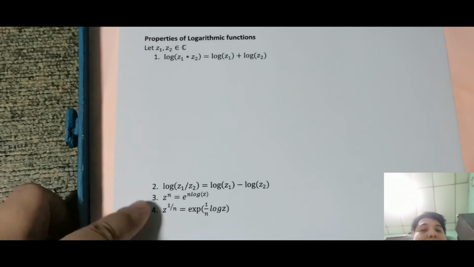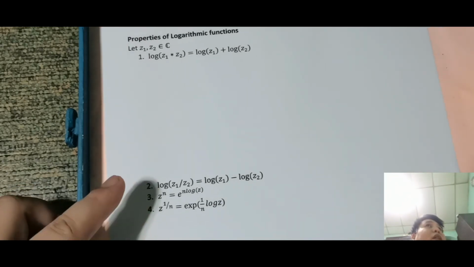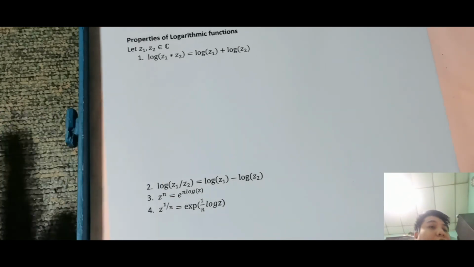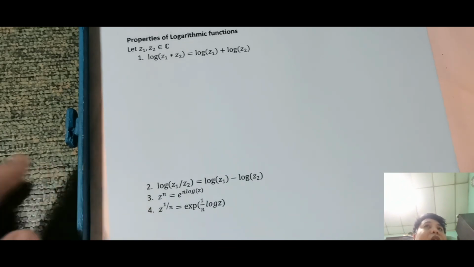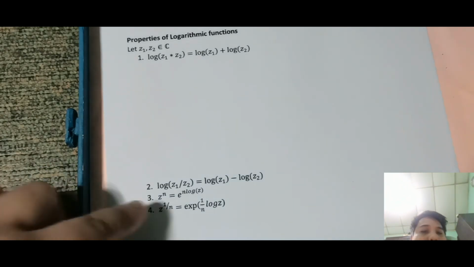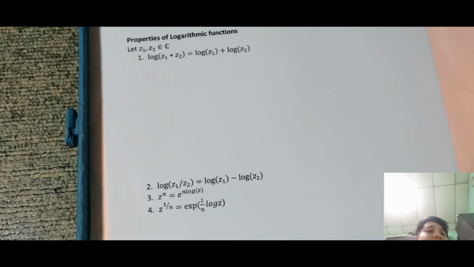Magagamit yan. So, counterpart sa 2 plus 3i raised to 7, gusto mo gamitin mo yan, okay lang. Z raised to 1 over n, fifth root of 3, gamitin mo yan, exponential ng 1 over n log of z. So, kung gusto mo lang. Kaso, syempre, mas mahaba kasi talaga siya, no?